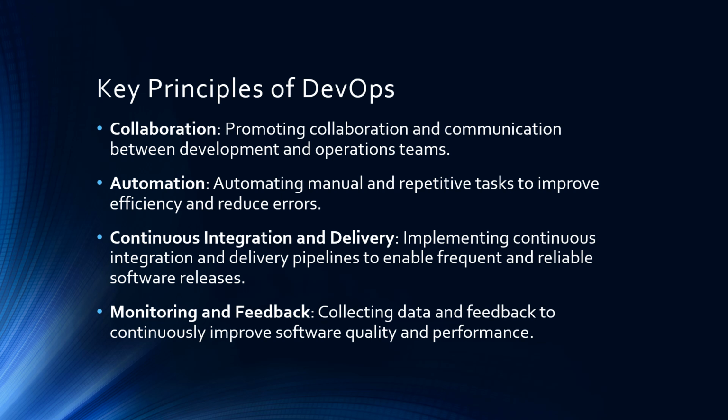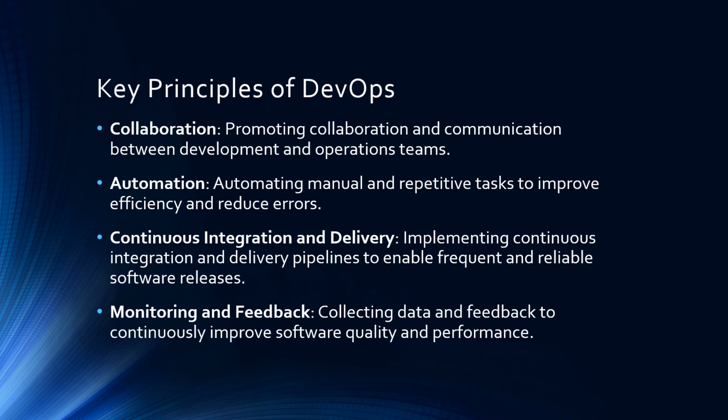Continuous integration and delivery represents a fundamental shift in how we deliver software. Continuous integration ensures that code changes are frequently integrated into a shared repository and automatically tested. This helps catch integration issues early and maintains code quality. Continuous delivery extends this by automating the deployment process, making it possible to release software reliably at any time.